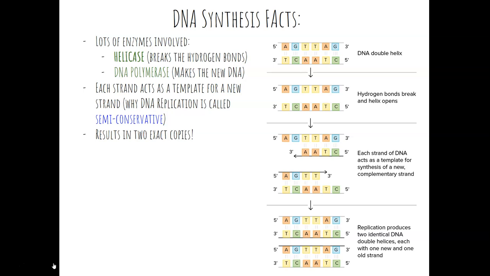Helicase breaks the hydrogen bonds between the 2 strands, and each strand acts as a template for the synthesis of a new strand. I want you to notice something about the 3rd picture down. When each new strand is being made, it's made in a certain direction. It's made from the 5' to the 3' direction. And at the very end, you end up with 2 strands of DNA, and each has got an identical structure to the original.